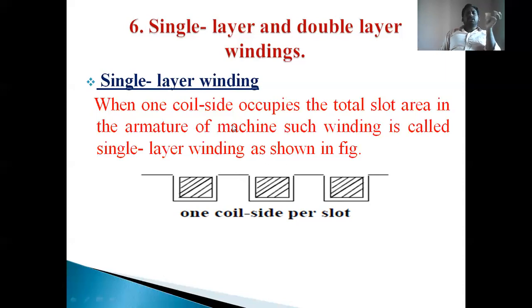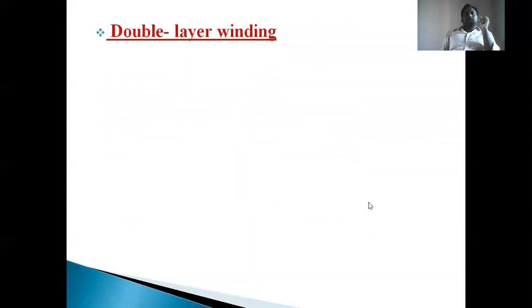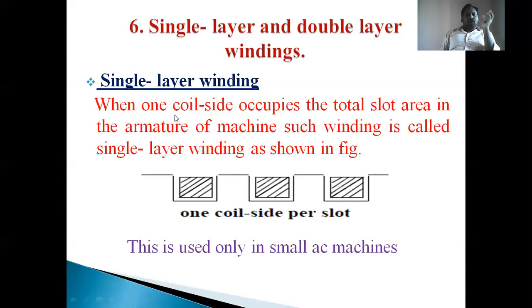This type of single layer winding can be used only for smaller AC machines. What is the reason behind that? With only a single layer winding, the number of conductors is less. When the number of conductors is less, low voltage is produced. That's why it can be used in small AC machines.